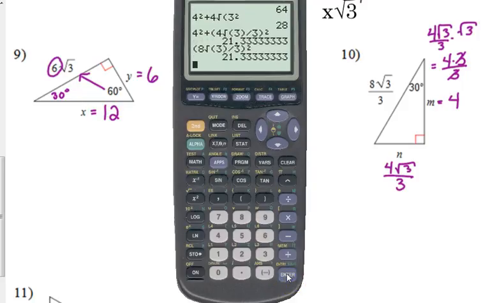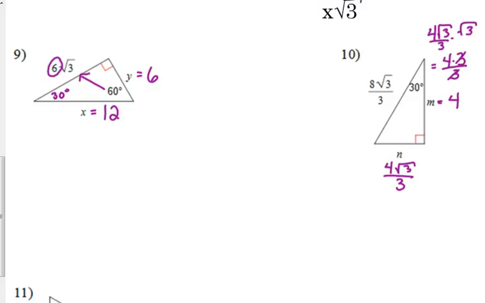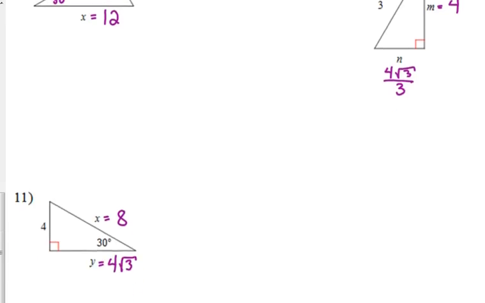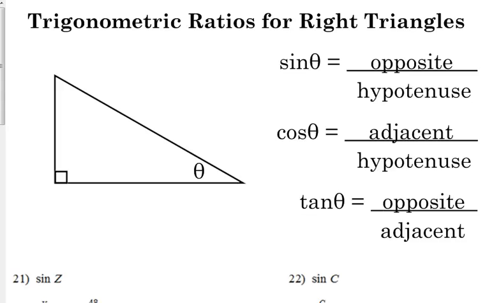So, you can always check it using the Pythagorean theorem. You just have to be careful, if square roots are involved, that you put parentheses around everything. Okay? Alright, so before we move on to the trig ratio stuff, I cover all the bases.